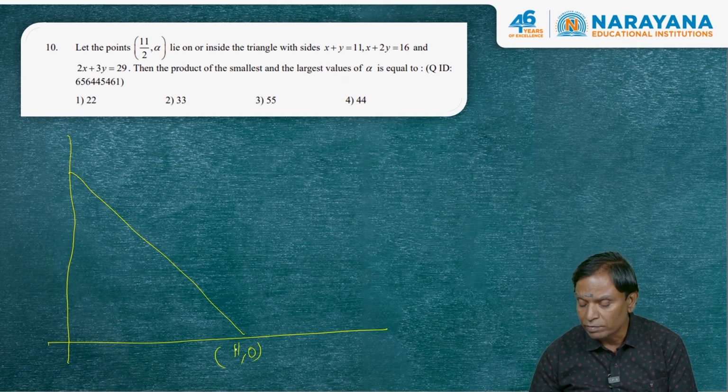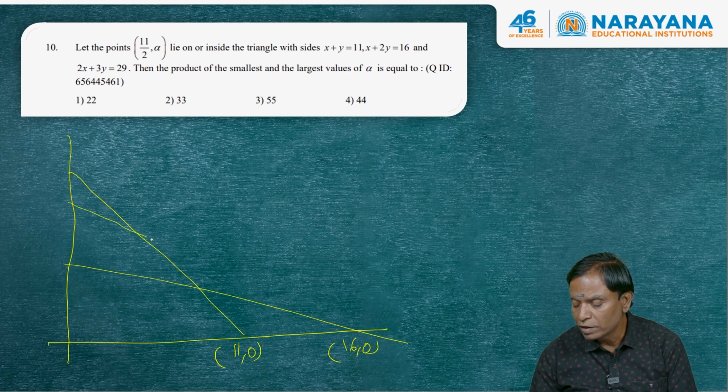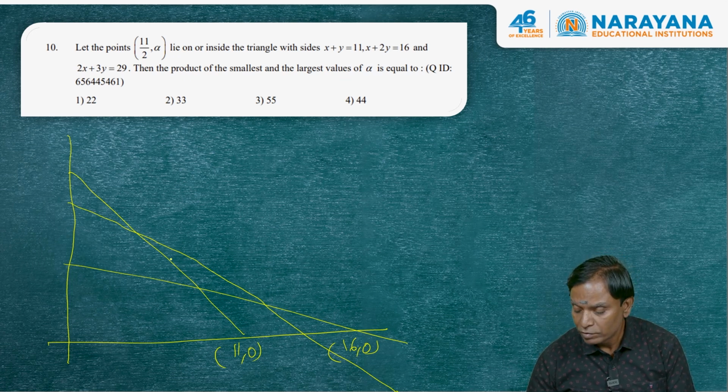Second one is x plus 2y is equal to 16. This is 16, 0. Third line is 2x plus 3y is equal to 29. Means your third line will be like this. So if I take 11 by 2 comma alpha.